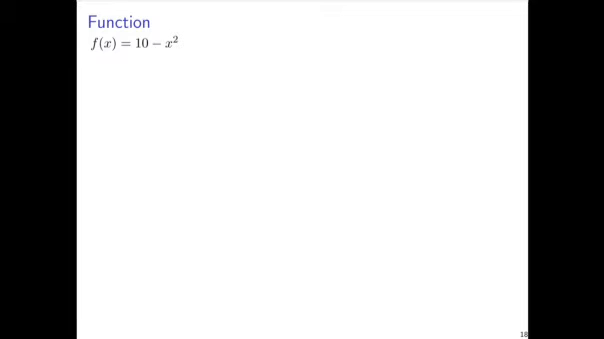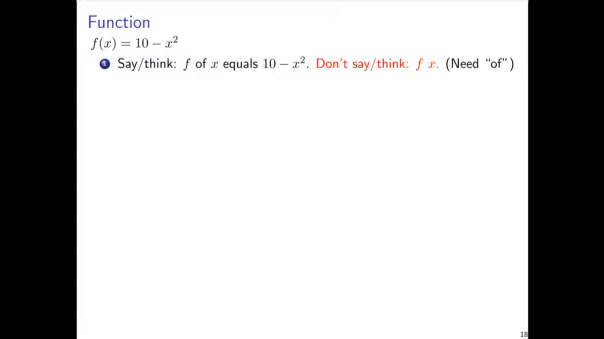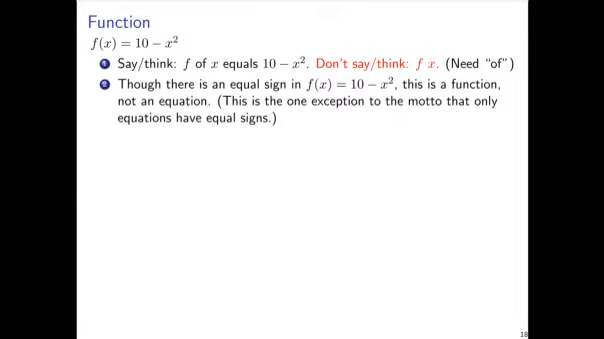So here, f of x equals 10 minus x squared. The way to say this, and here's an important habit, is when you see math written down in symbols, it's important to think about it correctly. Say f of x equals 10 minus x squared. Don't say fx. Include that word of. That is really key. It's worth saying that word of, because sometimes people will accidentally think multiplication otherwise.